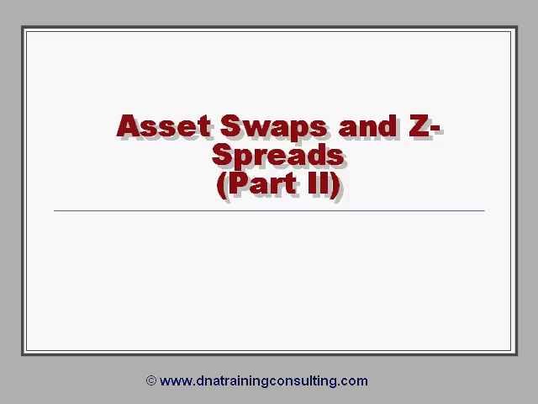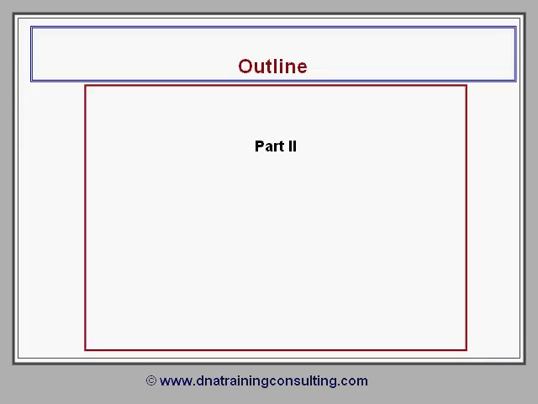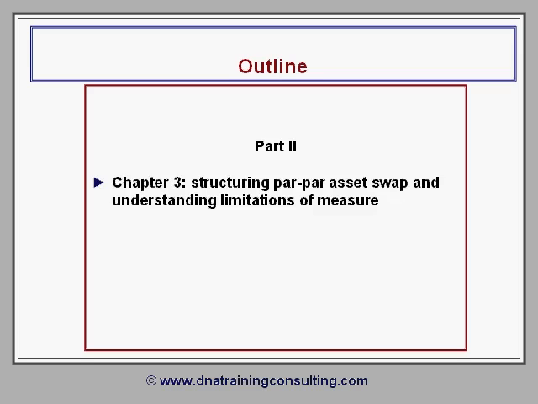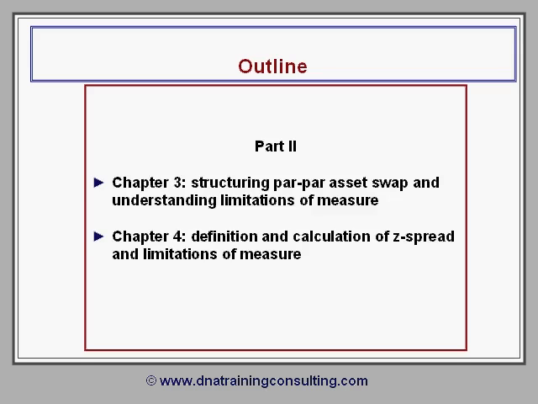This is the beginning of part 2 of our module on asset swaps and z-spreads. We remind you that this part 2 contains chapters 3 to 5 of this module, with chapter 3 illustrating and analyzing a non-par asset swap through the par-par asset swap mechanism, chapter 4 explaining the concept of the z-spread and the limitations of this measure, and chapter 5 containing the module's quiz.